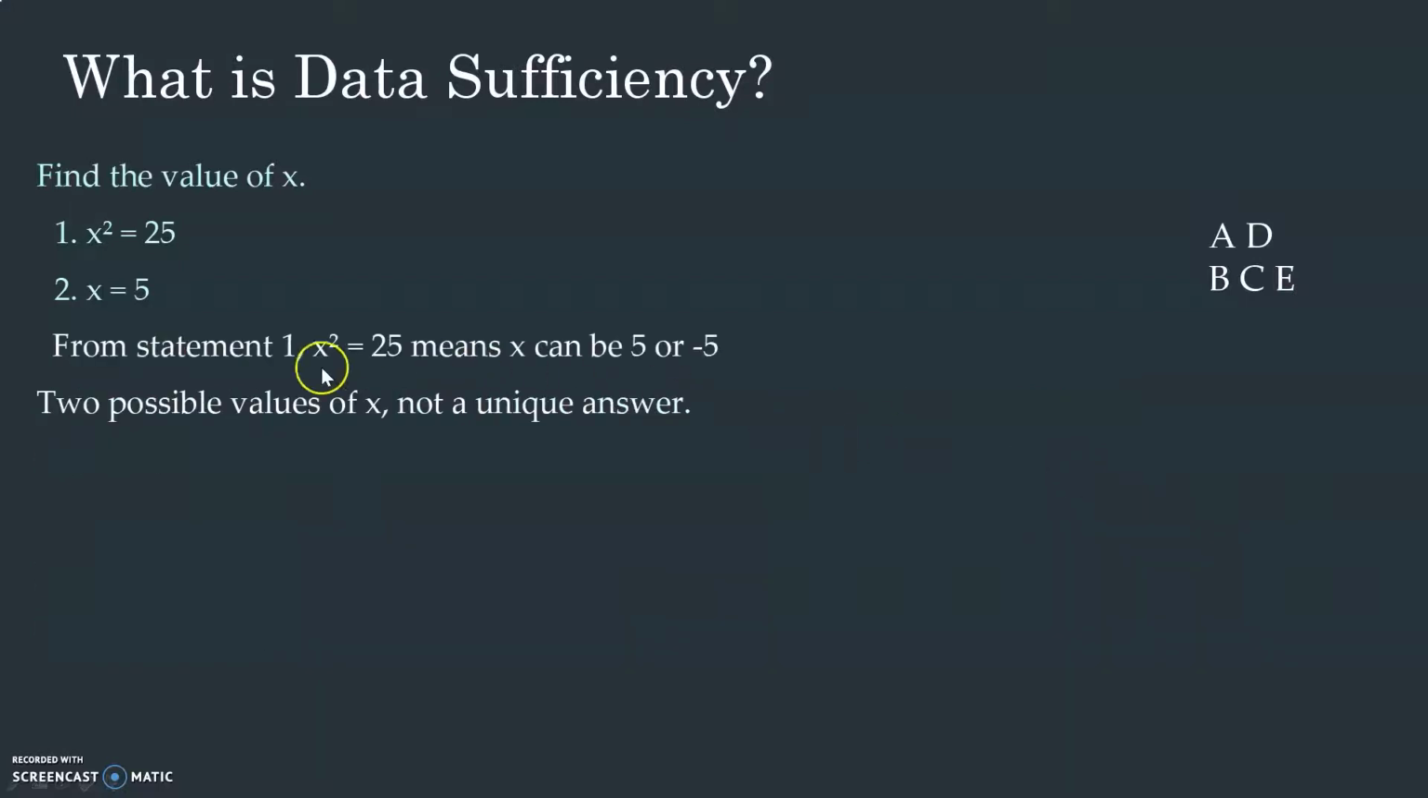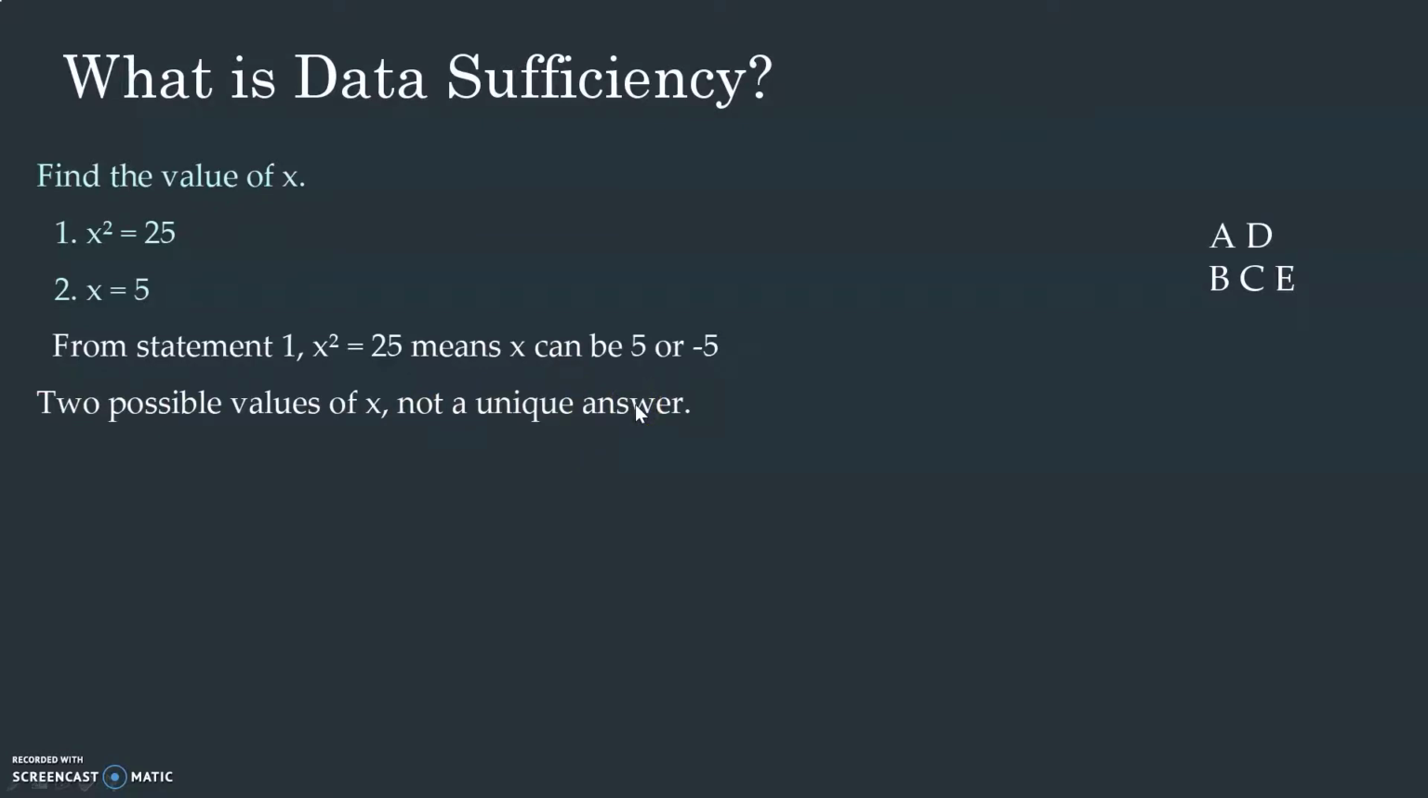Statement 1 tells you x square equals 25. Some people say x square equals 25 means x equals 5. But remember, it's a square, a quadratic equation, which means there can be 2 answers. x can be 5, but it might as well be minus 5. So x can either be 5 or minus 5, two possible values of x, not a unique answer.